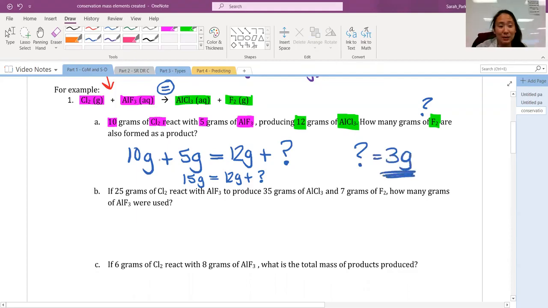You can do a quick check. 10 plus 5 is 15, which is on the left. 12 plus 3 is 15, which is on the right. So now they are equal. Okay, you can see these asked in multiple different ways. So let's look at the second question.